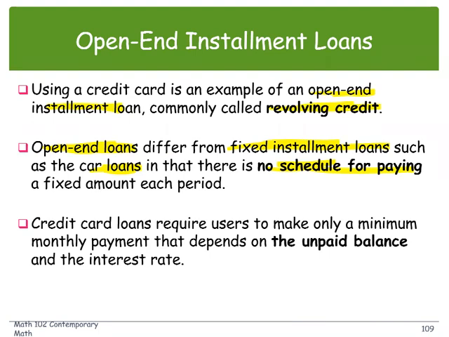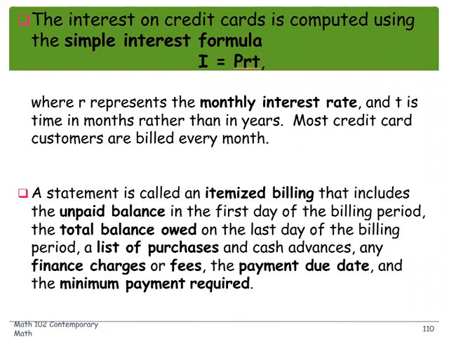Credit card loans require users to make only a minimum monthly payment that depends on the unpaid balance and the interest rate. We're going to work on how to compute the unpaid balance of the credit card loan. The interest on credit cards is computed using the simple interest formula I = P × R × T. Note that R represents the monthly interest rate, not the annual rate like the earlier examples, and T is time in months rather than in years.